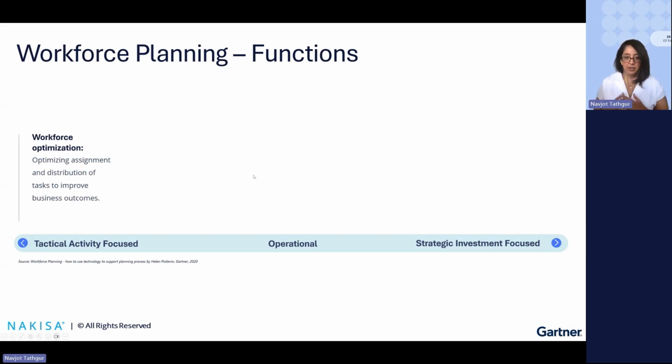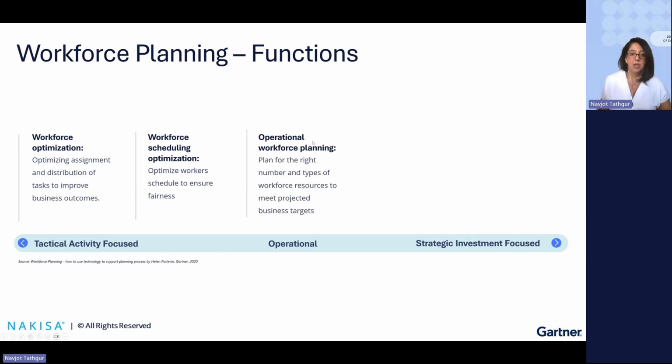With the definition we just looked at, it essentially translates into 5 different functions, and I'm just going to briefly cover the 5. The first is workforce optimization, which is optimizing the assignment and distribution of tasks to improve business outcomes. There's workforce scheduling optimization, which is optimizing worker schedules to ensure fairness and compliance. We have operational workforce planning, where you're planning now for the right number and types of workforce resources to meet the projected business targets.